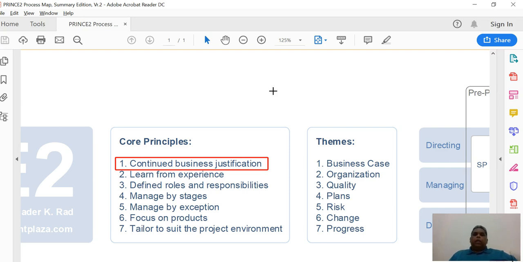Now, the reason why this justification needs to be continued is because at any given point of time during the project life cycle, if the project is no longer considered to be viable, achievable, or desirable, then it needs to be taken up with the project board to determine if one needs to continue the project. Let me give you an example on this particular principle.